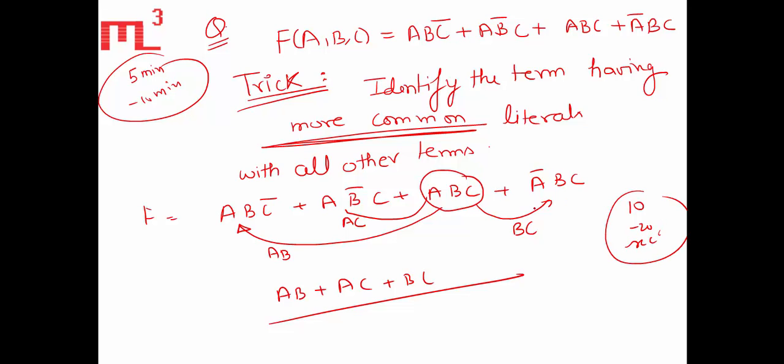What you have to do is, out of these 4 terms, pick the term which has the maximum number of common literals with other terms, and those common literals, those common values, collectively form the answer. This is the one. Let's try with another question.